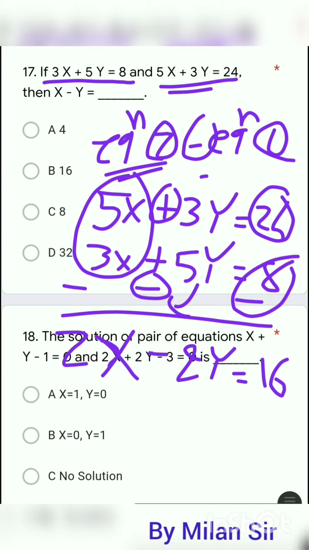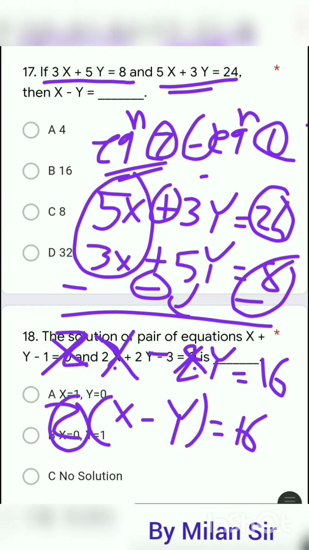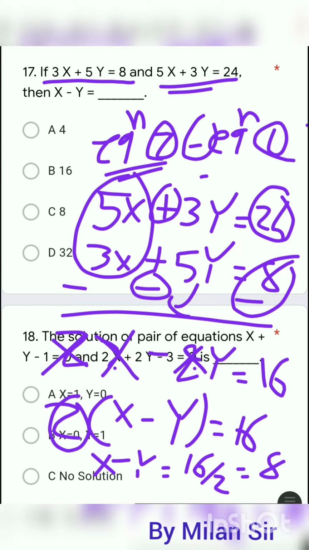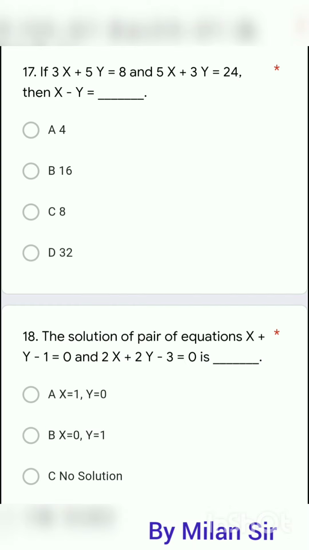Now we can take 2 as common. So 2 common, x minus y is equal to 16. Now transfer this 2 to the right hand side. So you will get x minus y is equal to 16 divided by 2, because this 2 is in multiplication. If we transfer it to the right hand side, it goes to the denominator. So 2 eights are 16. So here our answer is 8. Okay, so x minus y is equal to 8. So option C is the correct answer.